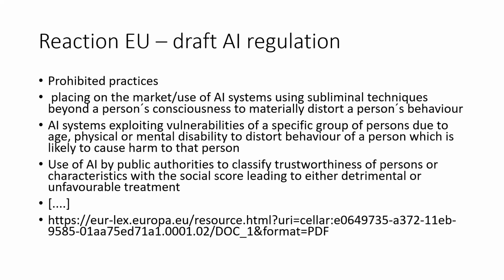Now, so this we would not be allowed to use, but the question is how to circumvent it if we detected that with our advertisement in the first place. And the question is, is that grave enough to basically fall under this regulation in the future? The last point, I think, is the one that might make us all happy. It says, use of AI by public authorities to classify trustworthiness of persons or characteristics with the social score leading to either detrimental or unfavorable treatment.